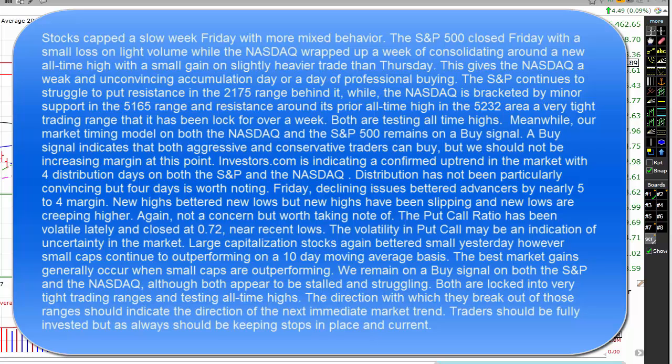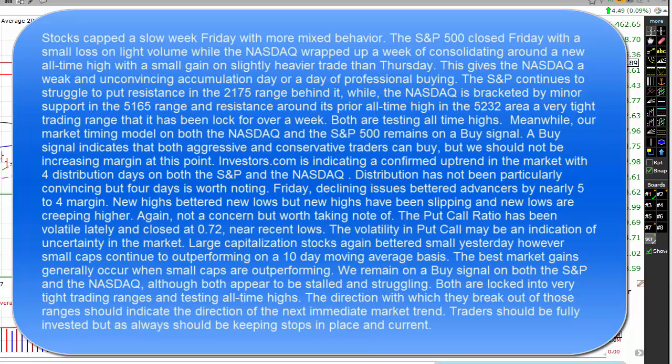The S&P continues to struggle to put resistance in the 2175 area behind it, while the Nasdaq is bracketed by minor support in the 5165 range and resistance around its prior all-time high in the 5232 area, a very tight trading range that it's been locked in for over a week. Both are testing all-time highs. Meanwhile, our market timing model on both the Nasdaq and the S&P 500 remain on a buy signal. A buy signal indicates that both aggressive and conservative traders can buy, but we shouldn't be increasing margin at this point.